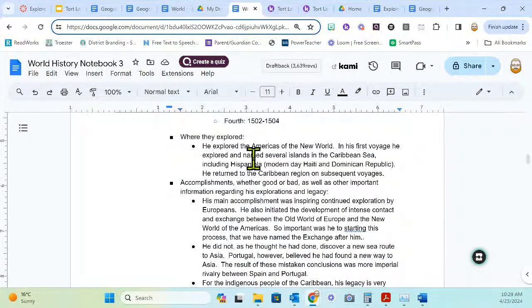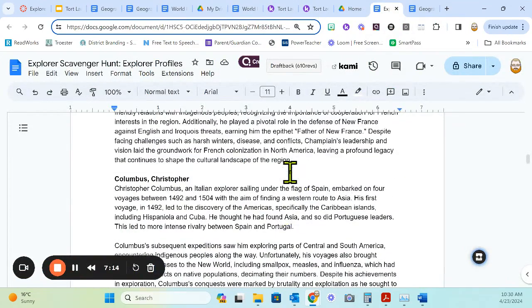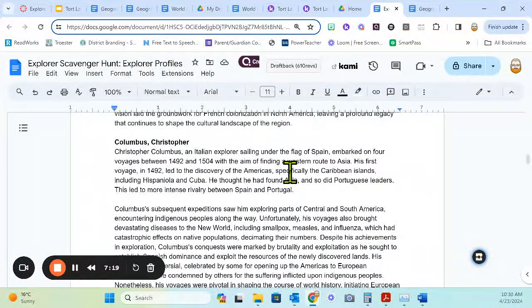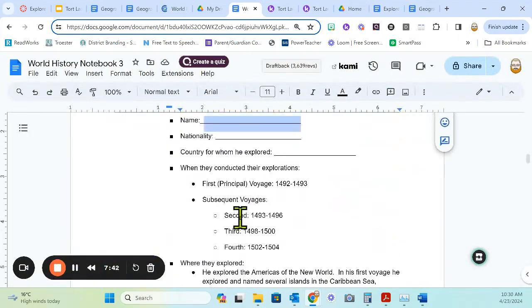Nationality, the clues here don't tell you his nationality. For that, you would need to look it up or use the profiles I have given you. So in the profiles, your profiles are in alphabetical order. They follow the same order as your answer bank on page 21. But we have Christopher Columbus, an Italian explorer sailing under the flag of Spain. Right? So there we have got key additional information. Right? His nationality is Italian.